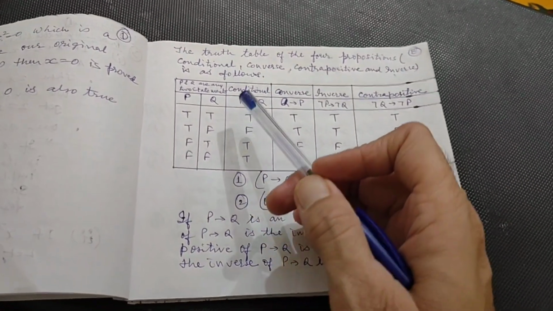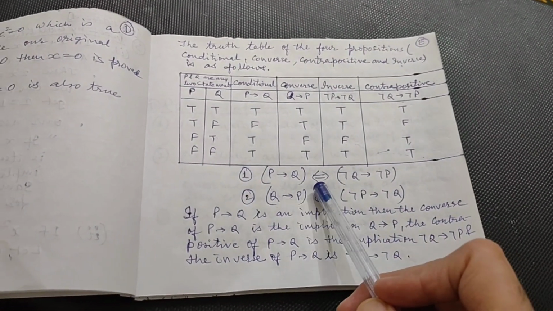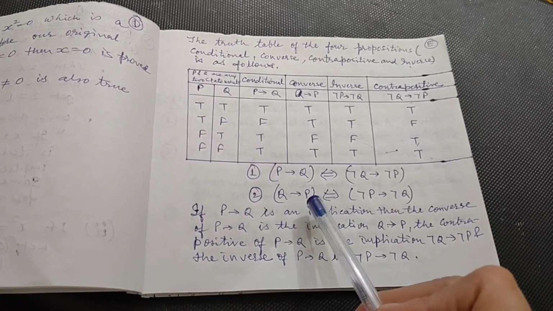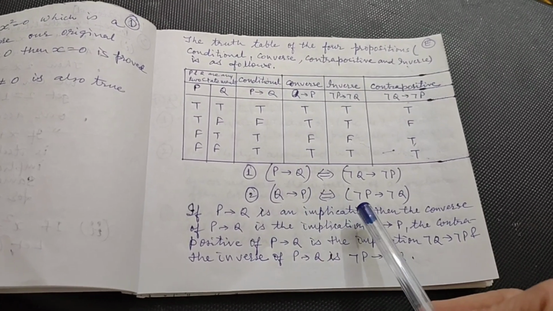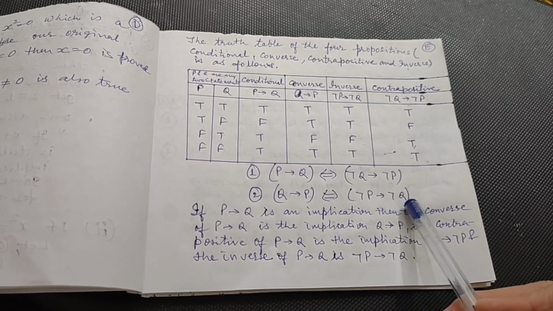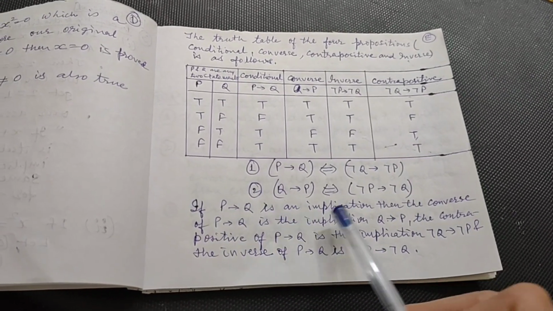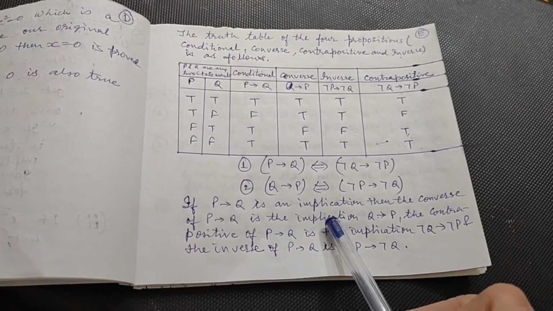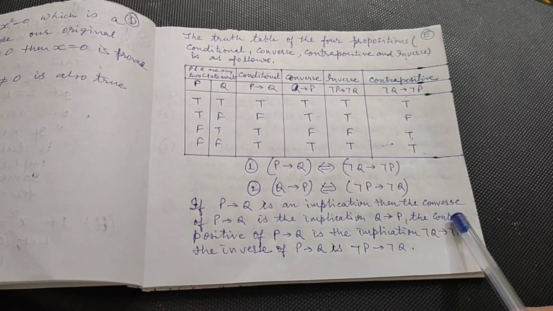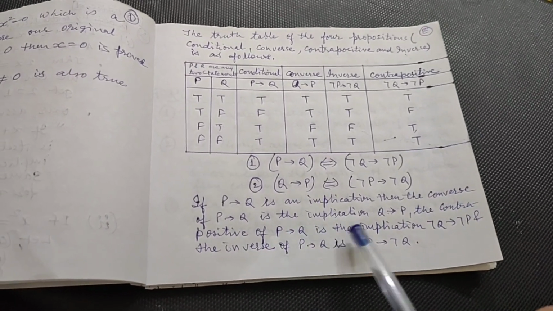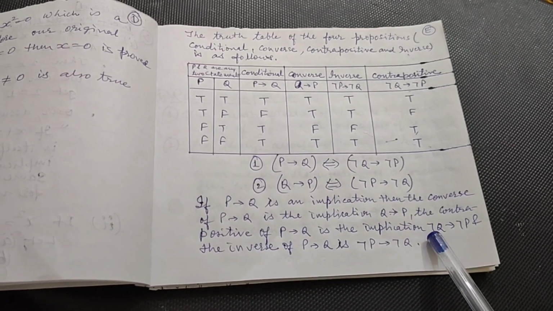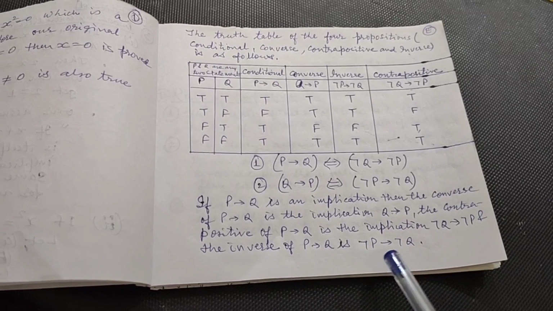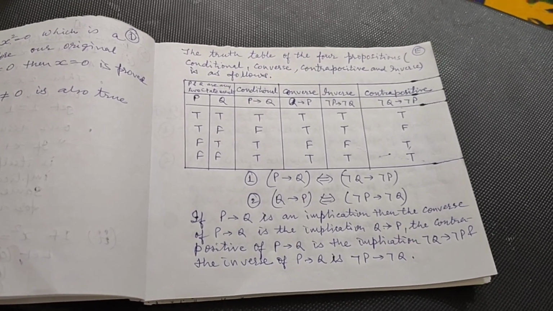So we found from this table that P implication Q is equivalent to not Q implication not P. Q implication P is equivalent to not P implication not Q. If P implication Q is an implication, then the converse of P implication Q is the implication Q implication P. The contrapositive of P implication Q is the implication not Q implies not P, and the inverse of P implication Q is not P implies not Q.